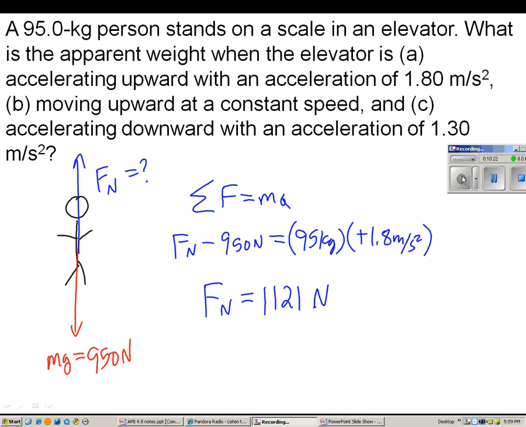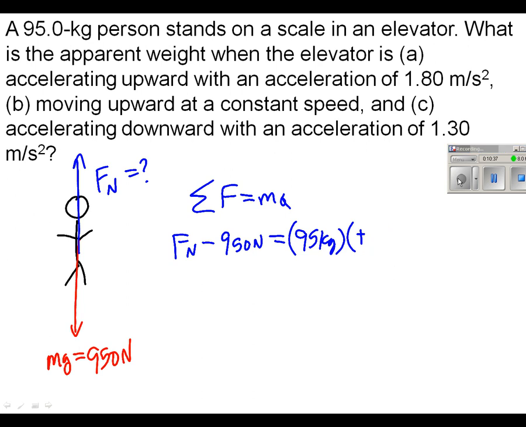Why don't you go ahead and try B and C, pause the video, see if you come up with the same answer. So we'll do our same setup. Like was mentioned earlier, we do our F equals ma, everything's all the same except instead of positive 1.8, we plug in 0 for our acceleration. And now we notice that Fn is identical. We're not accelerating, so Fn is going to be 950 newtons. So that's our answer for part B.